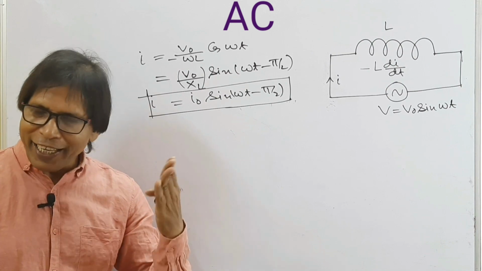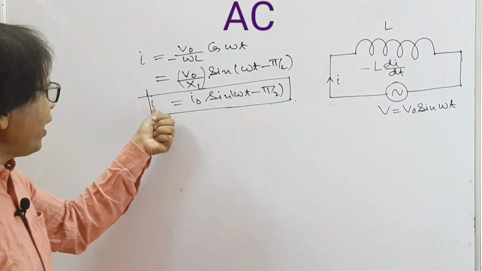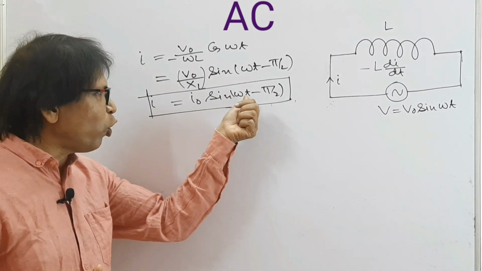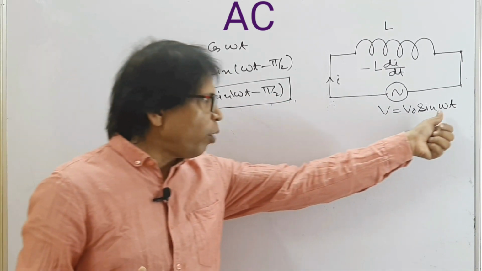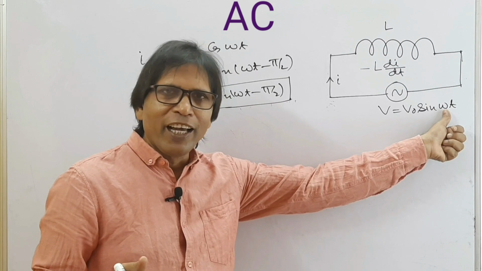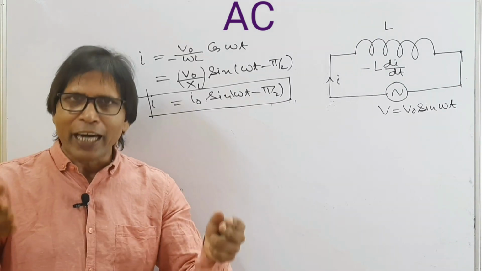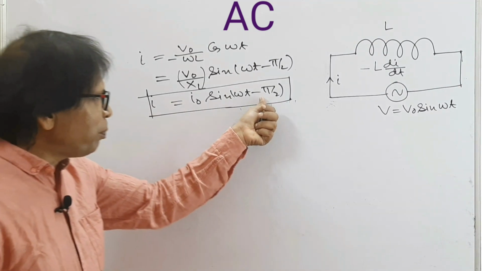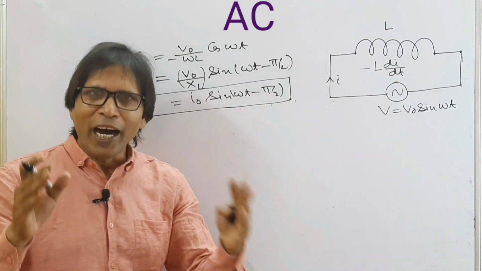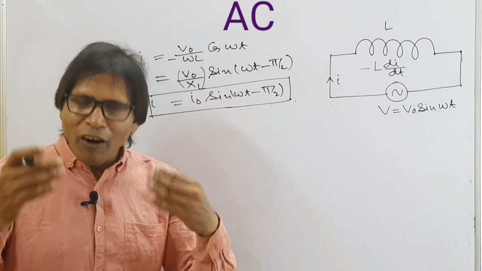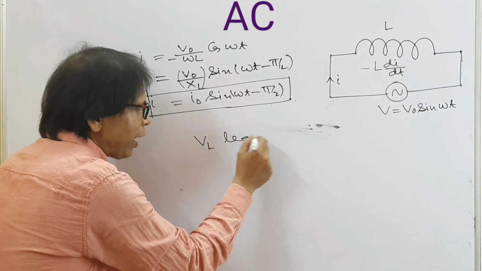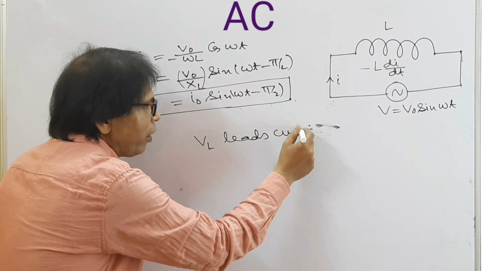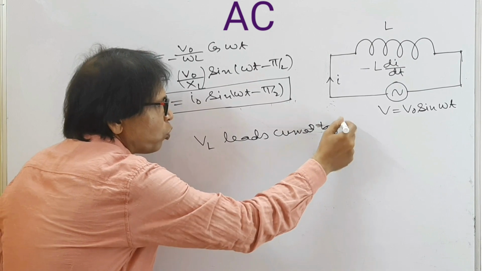Look at this, in the inductive circuit, current I equals I naught sin omega t minus pi by 2 and the phase of voltage is omega t. So the current in the inductive circuit lags behind the voltage by pi by 2, or the inductive voltage VL leads the current by pi by 2.